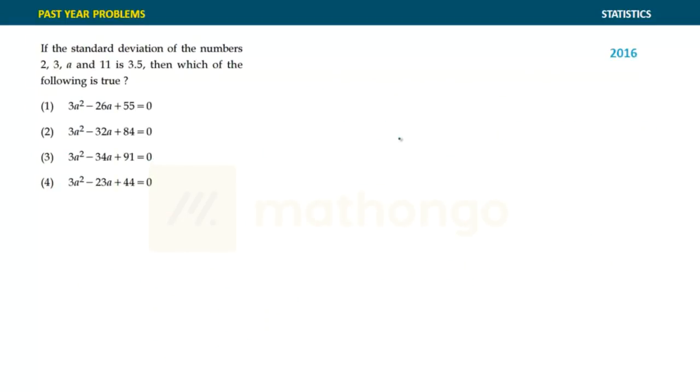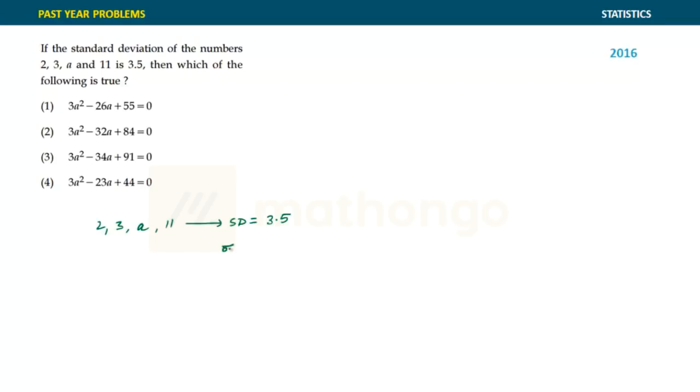Okay, let's take another problem which appeared in 2016, that is last year. It says, if the standard deviation of the numbers, these are the 4 numbers that are given to you, that is 2, 3, a, 11, is given to be 3.5, then which of the following is true? You need to find an equation in terms of a.